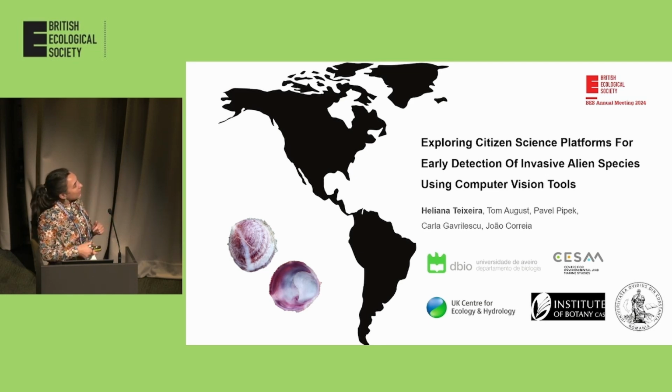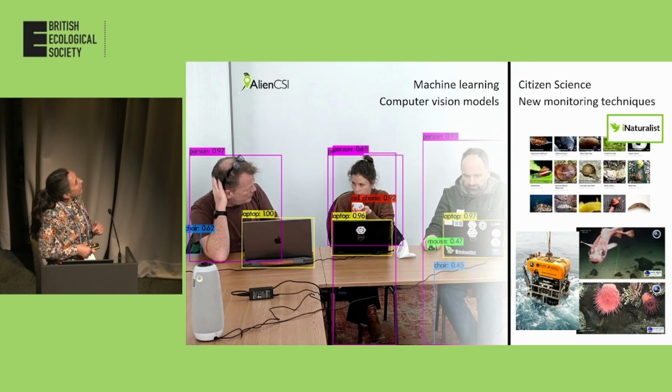Things are changing fast for ecologists, sometimes a bit faster than we can keep up. And one of the great developments is these new AI tools, machine learning, computer vision models. And it's making us learn new skills and try to think how we can adapt and incorporate these new technologies to our ecological and conservation challenges.